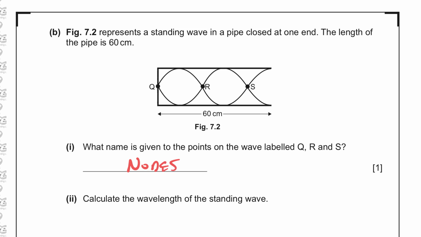Okay, so it's easy for us to use our highlighter to say how many waves we've got here. If I follow through here, we get one wave and a quarter. So it's 1 1/4 lambda equals 60 centimeters.